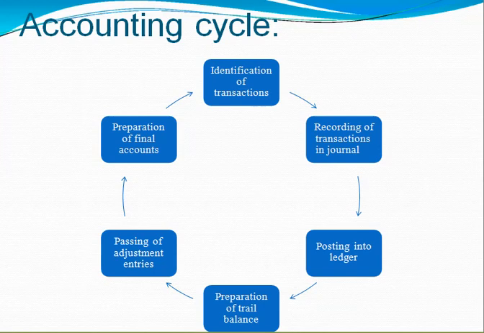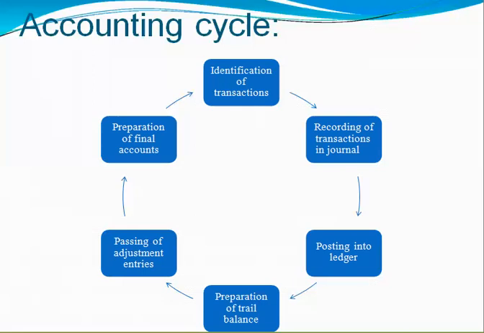First of all, we identify the transaction, whether it is monetary or not. Then we record it in the journal book. Then we post it into the ledger. A ledger account is an individual account prepared to know the individual account's balance. After posting into the ledger, we prepare our trial balance. Trial balance is a summary book of all account balances, either credit or debit. Then, if there are any adjustment entries, we can pass them.